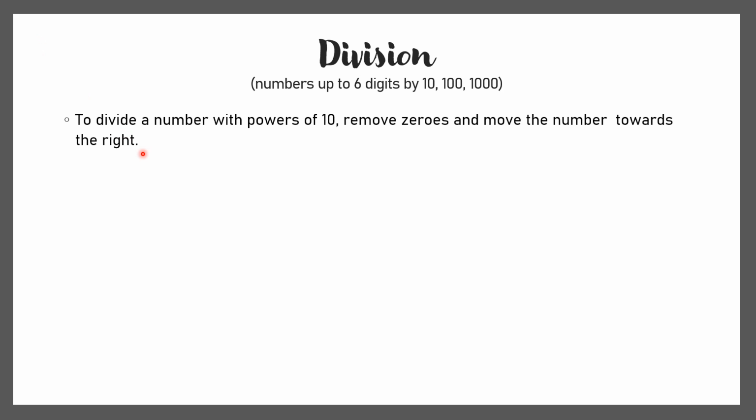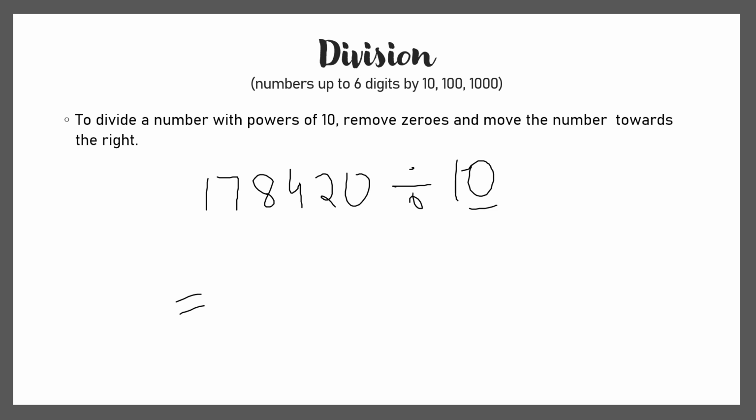Okay, let's consider an example. For example, I have a number here, 17840, and it is divided by 10. So there is only one zero in 10, so we will remove this 0. So the final answer will be 1784. Because the 0 is removed from the right side, the number is also shifted towards the right.